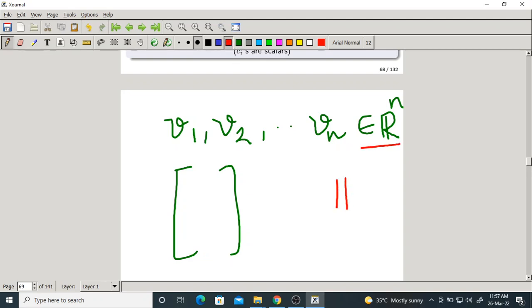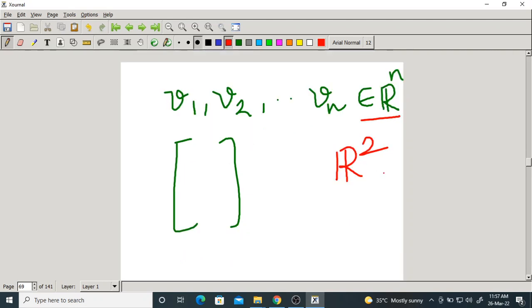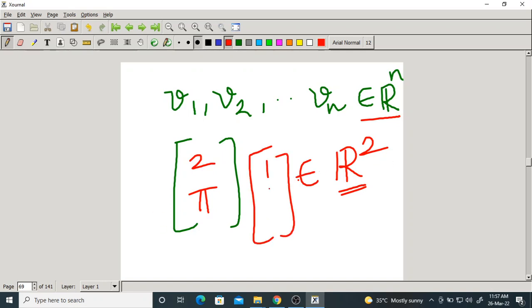If I say they belong to R2, these are two-dimensional vectors with real values. Suppose 2, pi. They are real values. All the values of this vector have to be real, and furthermore they have to be two-dimensional. If it is R2, it should be two-dimensional. If it is R3, it should be three-dimensional, something like 1, 2, 3.